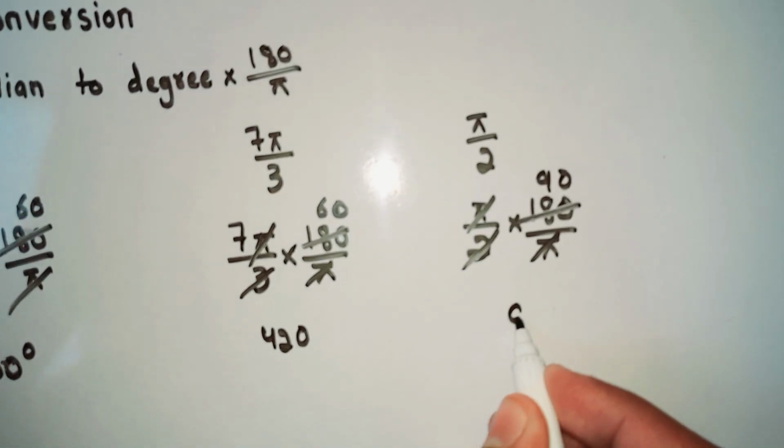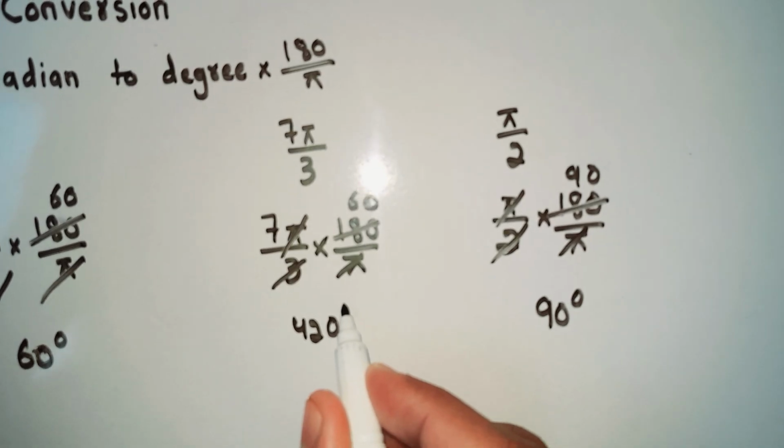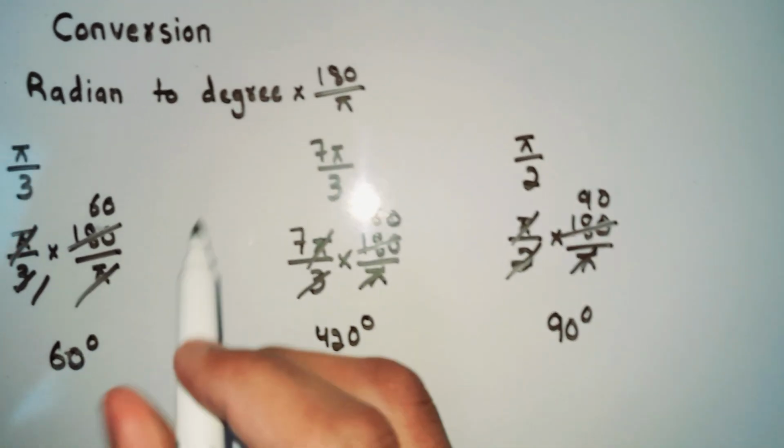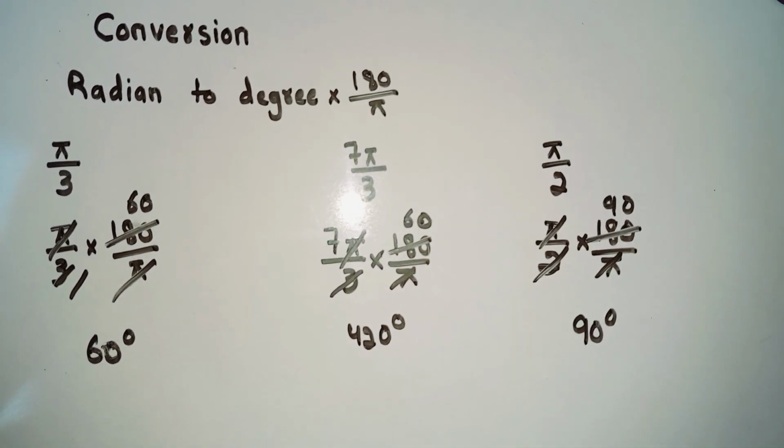So here it equals 90 degrees, and here it equals 420 degrees, because we converted radians into degrees. So it's a very simple trick.